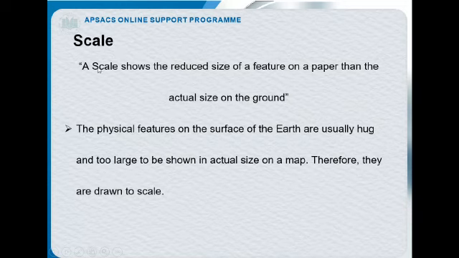What is a scale? Let's discuss. A scale shows the reduced size of a feature on paper compared to the actual size on the ground. Most of the time, the physical features on the surface of the earth are huge and too large to be shown in actual size on a piece of paper, that is a map. Therefore, they are drawn to a proper scale. They cannot be shown with their actual size on the map, that's why their sizes are reduced. Thus, scale is used to show the reduced size of different physical features on a map.